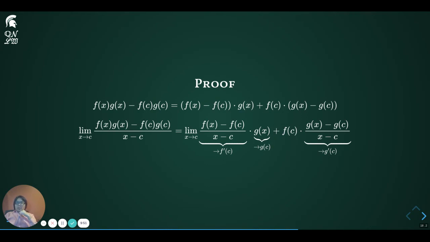So, since we assume that g is differentiable at c, we know that g is also continuous at c, and hence the limit as x goes to c of g of x evaluates to g of c. Since for convergent limits, the limit of products is the product of limits, this proves exactly that the difference quotient for the function f times g has a limit, and the limit is exactly f prime of c times g of c plus f of c times g prime of c, as expected.